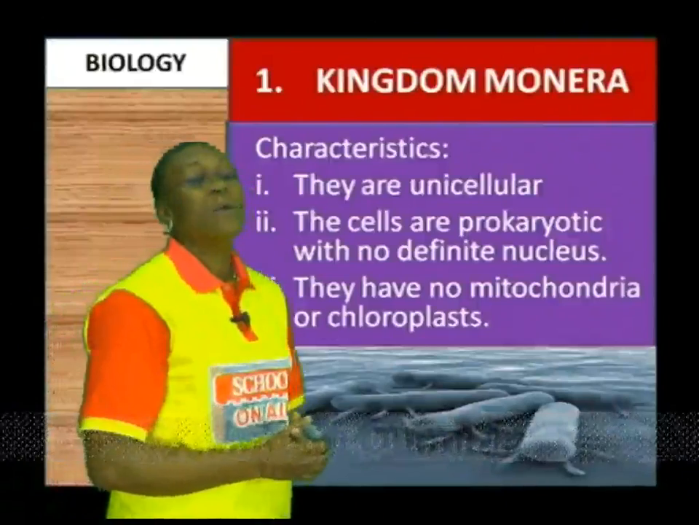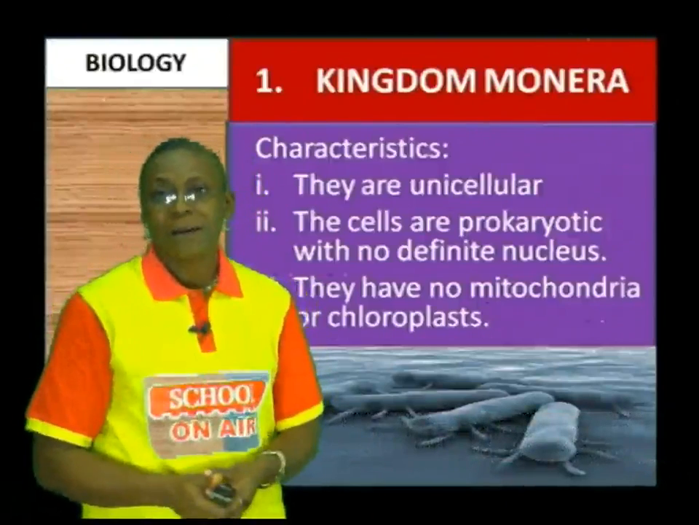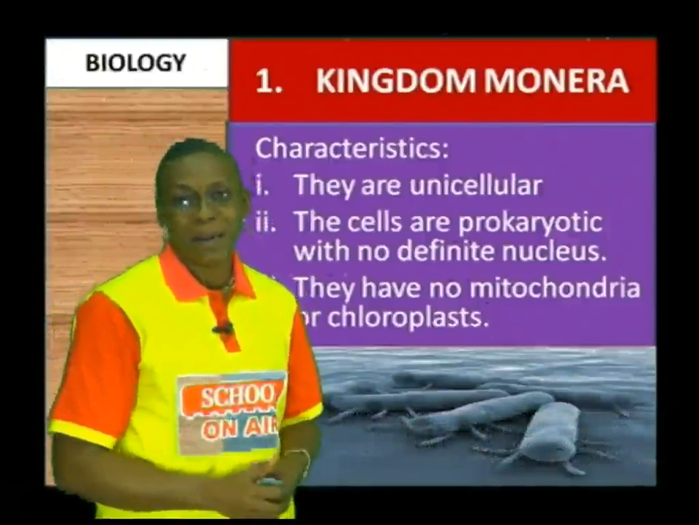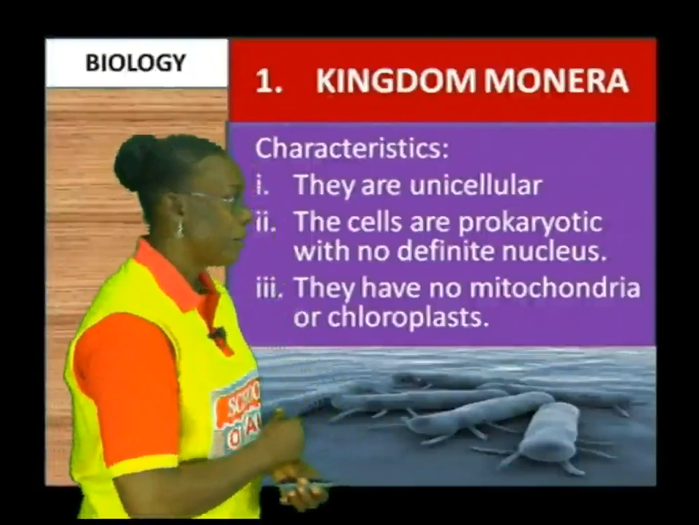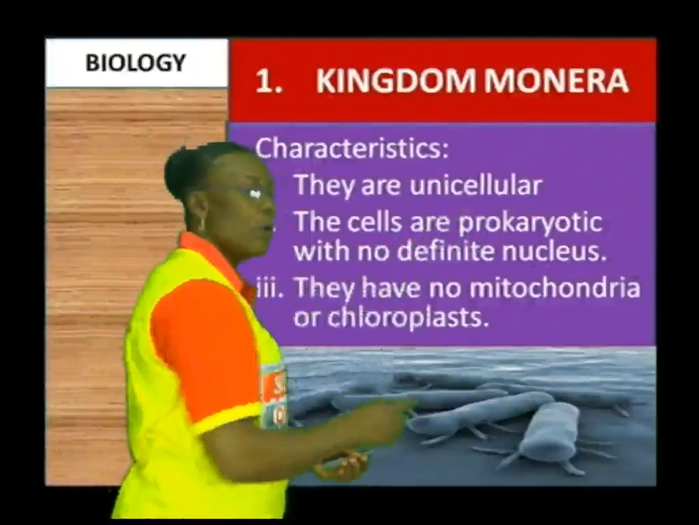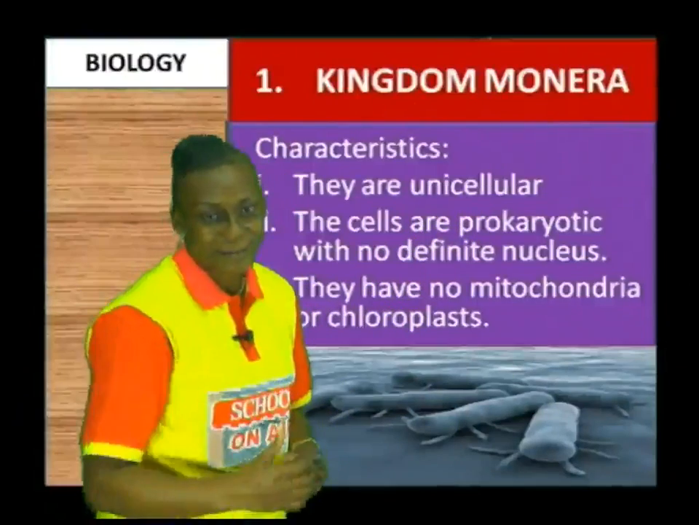Now let's start looking at the kingdoms that we have. We said we have 5 kingdoms: Kingdom Monera, Kingdom Protista, Kingdom Fungi, then Plantae, and then Animalia. So let's start with the Kingdom Monera. Now their characteristics. They are unicellular. In biology, you always start from the simple to the complex.